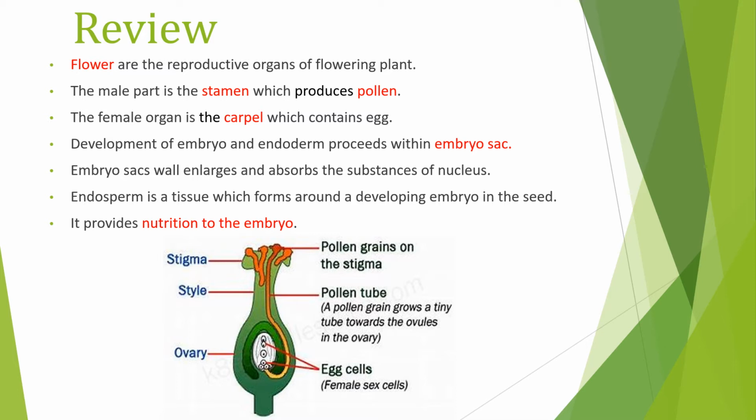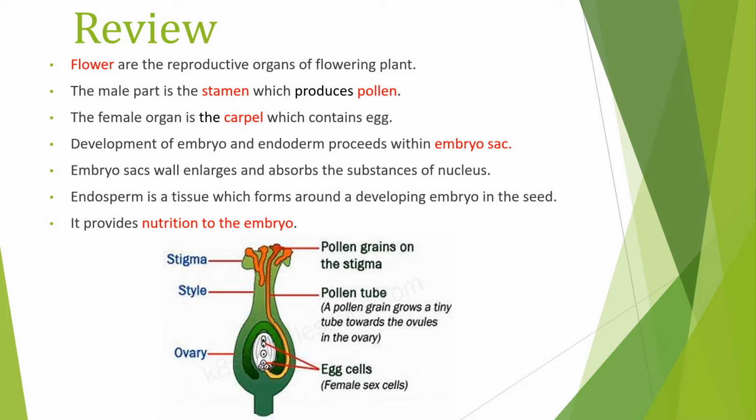Now the development of embryo and endosperm proceeds within the embryo sac. Now the embryo sac wall enlarges and absorbs the substances of the nucleus. Now endosperm is a tissue which forms inside around the developing embryo in the seed, and it provides nutrition to the embryo. Here in the figure you can see the female reproductive structure, gynoecium.